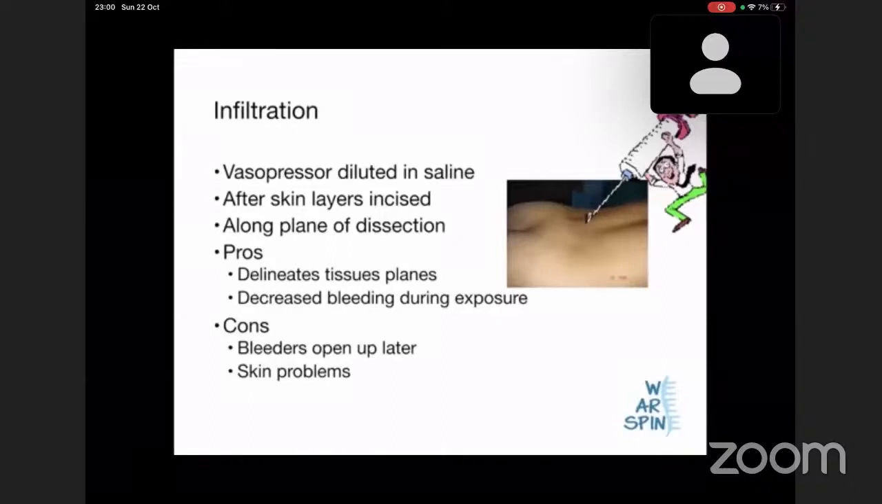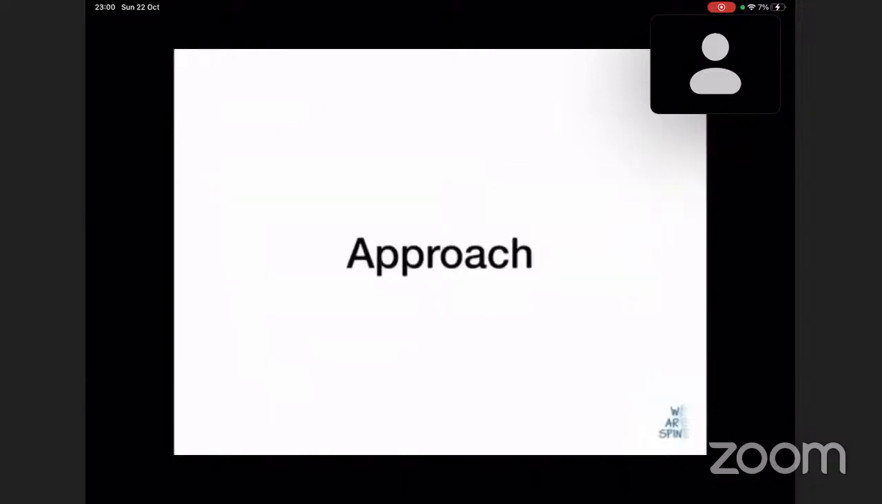The advantages are that it decreases the bleeding during exposure, and it also helps delineate the tissue planes. But some disadvantages are that if your surgery is prolonged, eventually the bleeders open up later, and in some cases it could cause some skin problems. Once you are ready with all this, you can take your incision.